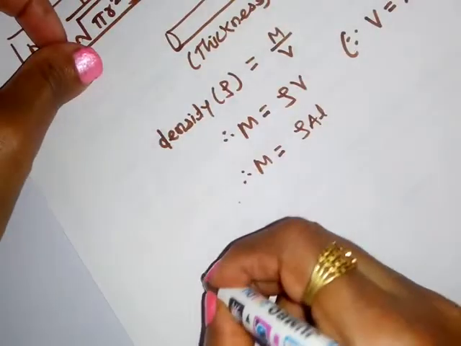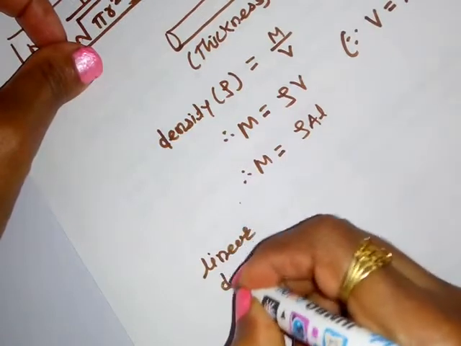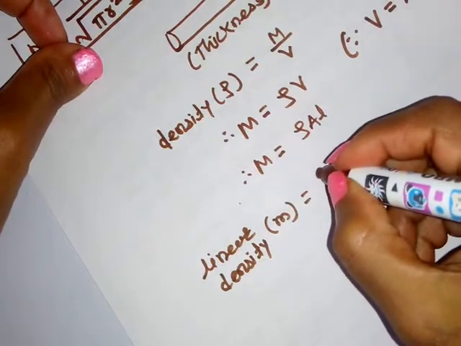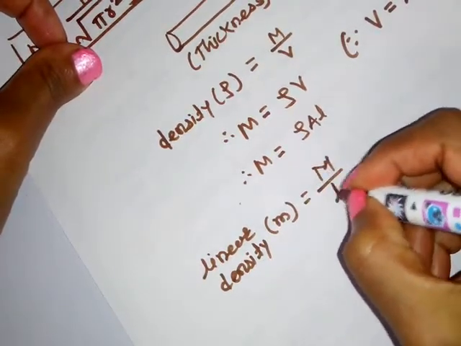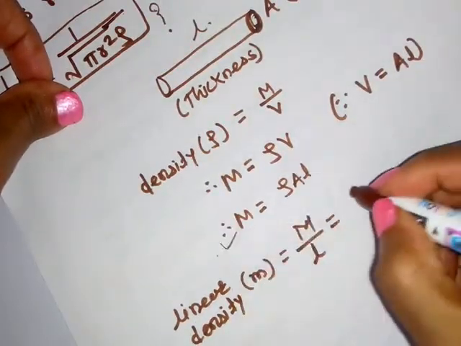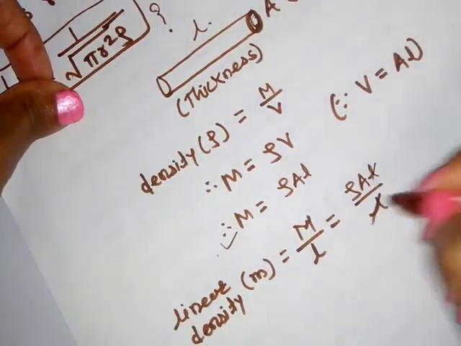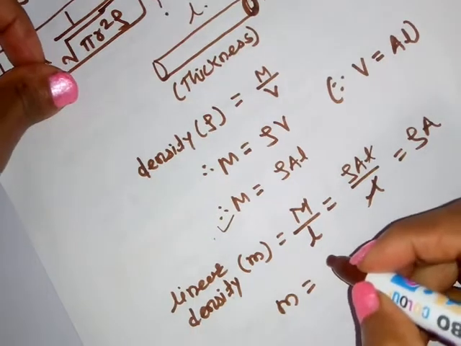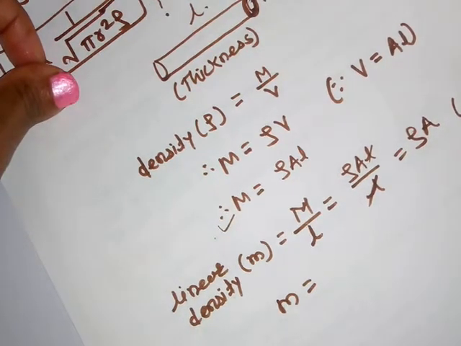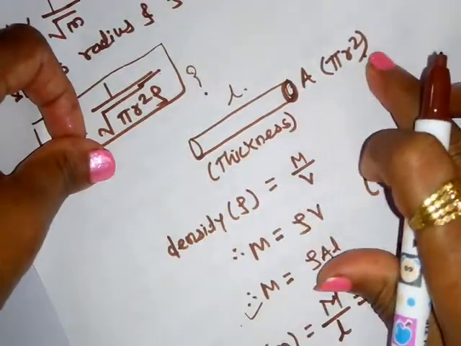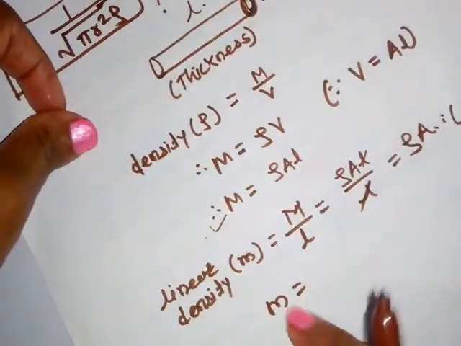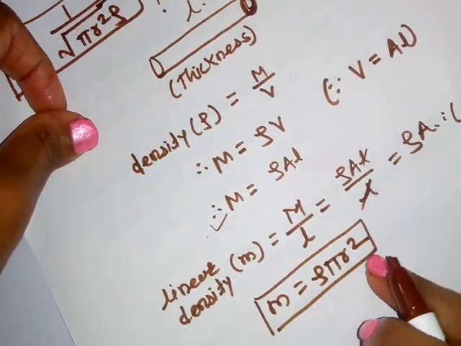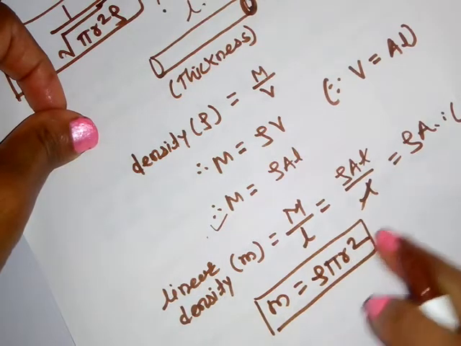Now we have the linear density, which is always denoted by a small m. It is nothing but the ratio of mass per unit length, that is M upon L. Here the value of m is rho A L upon L. L gets cancelled, so it is equal to rho into A. But here A is equal to pi r square, which is nothing but the cross-sectional area of the wire. So m is equal to rho into pi r square. In this way we got the value of m, the linear density, as rho pi r square.